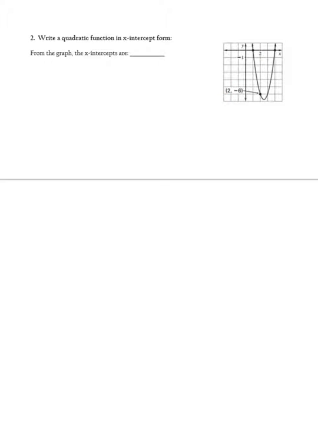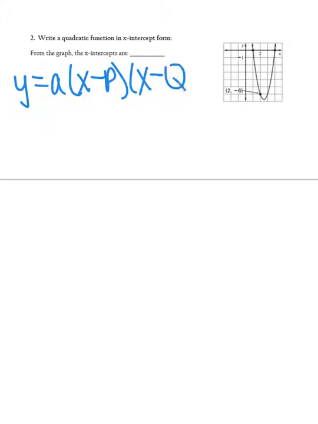So my x-intercept form is y equals a times (x minus p) times (x minus q). Again, if you don't have that memorized, you can't just write it. You should study that. So this is my x and my y, and my intercepts are positive 1 and positive 4. So there's my p and my q. So y is negative 6.